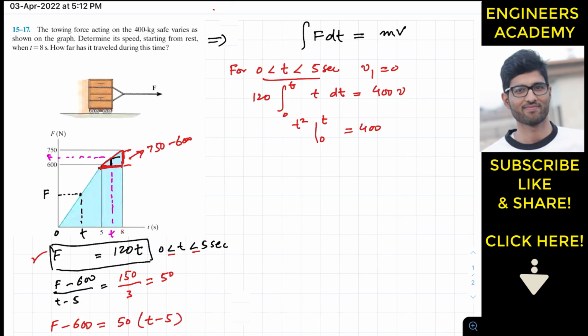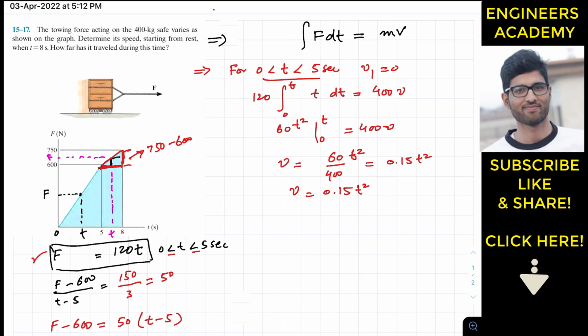120 divided by 2 is 60. So this is 60, and this is v. So now from this we can write that v is 60 t squared divided by 400. So 60 divided by 400 gives us 0.15 t square. So this is the velocity equation. We can write that velocity is 0.15 t square for this same interval.